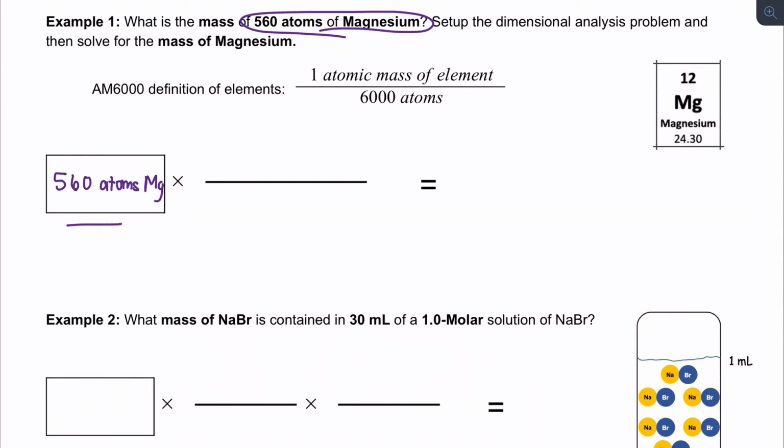The second part is deriving the conversion factor, which we will put here. The question is asking for mass, so we know that in the end, we need grams. Therefore, we need something to fill in the intermediate that will cancel out our atoms and leave us with grams. Recall the AM 6000 definition of elements, in that one atomic mass of the element in grams is equal to 6,000 atoms. So if we want to cancel out atoms of magnesium and be left with grams, we need to derive that number from the periodic table.